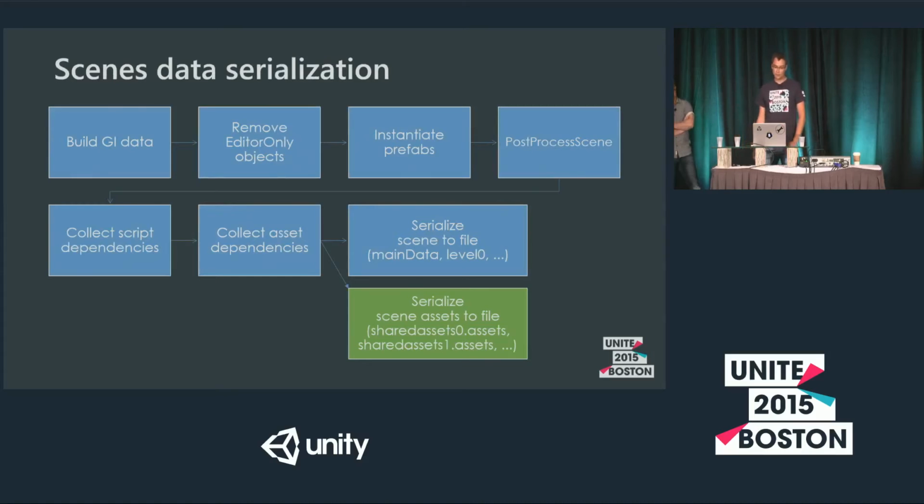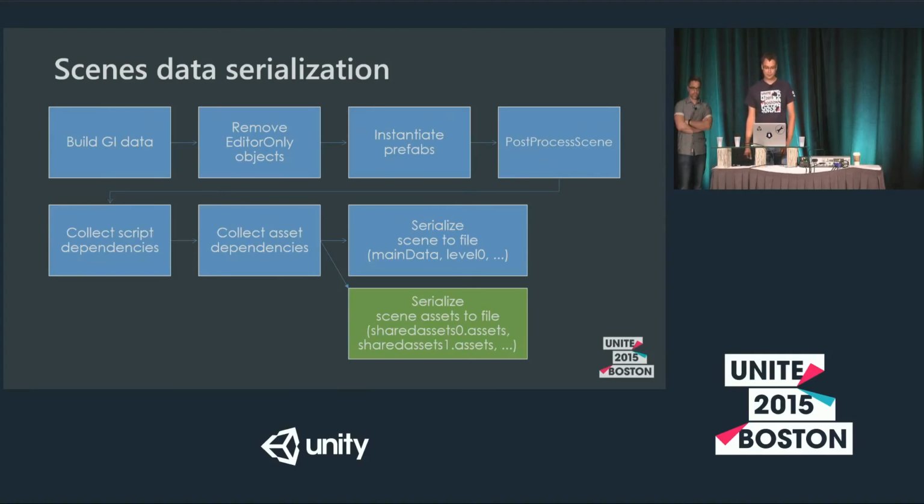Okay, once we know what is in the scene and which assets are referenced, we serialize data. Scene objects are saved into the main data file, level 0, level 1, and so on files. And referenced assets which belong to the specific scene, we serialize. They go to the sharedassets0.assets and sharedassets1.assets files.